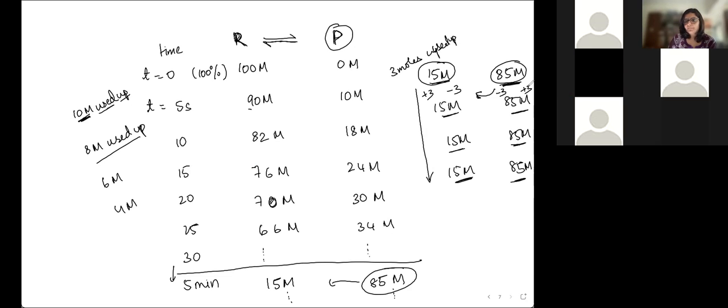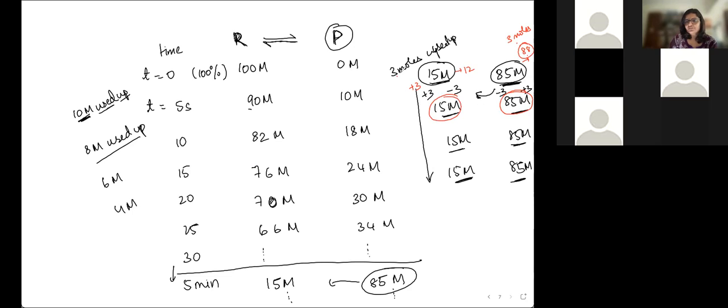Which means that here this is supposed to become 12 and this is supposed to become 88, right? But because it has reached equilibrium, because 85 is too much of the product, out of 88, 3 moles get used up to produce 3 moles of the reactant. So then 88 minus 3 will turn back to 85 again, and this 12 will become 15 again.